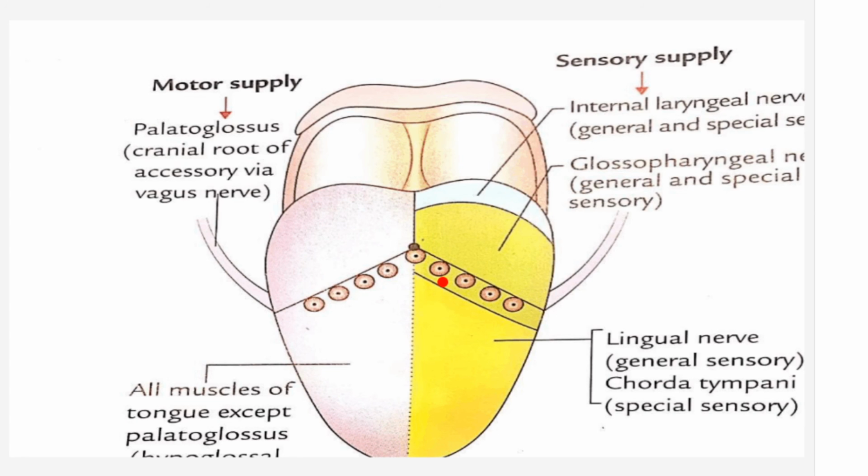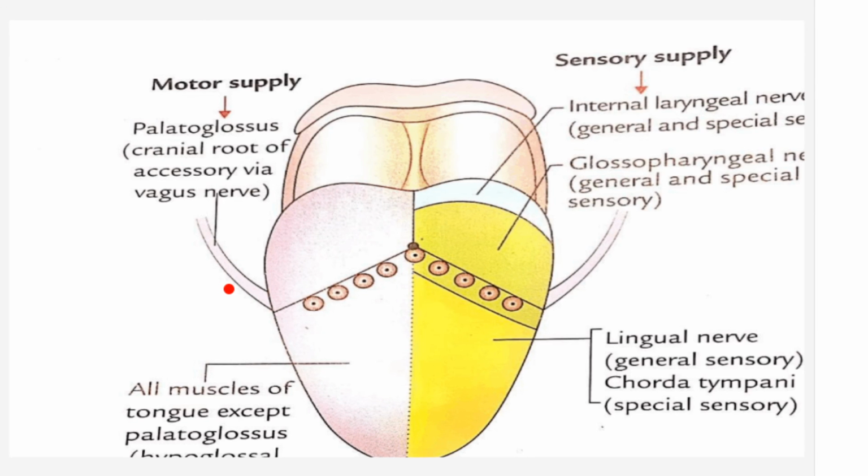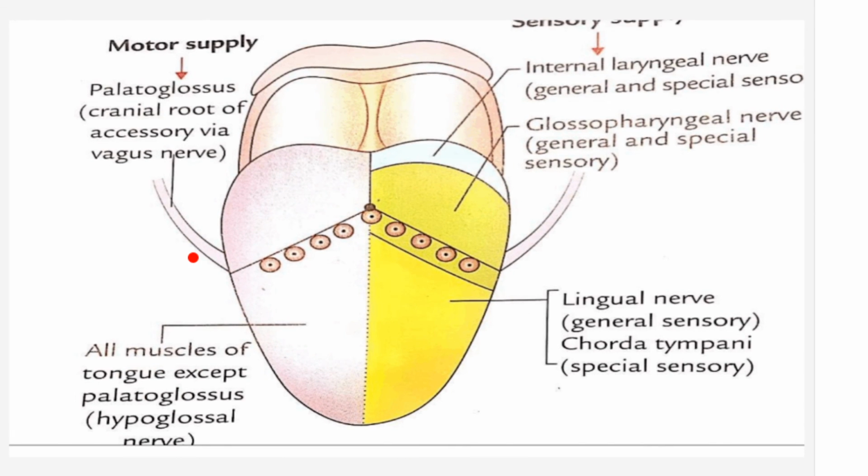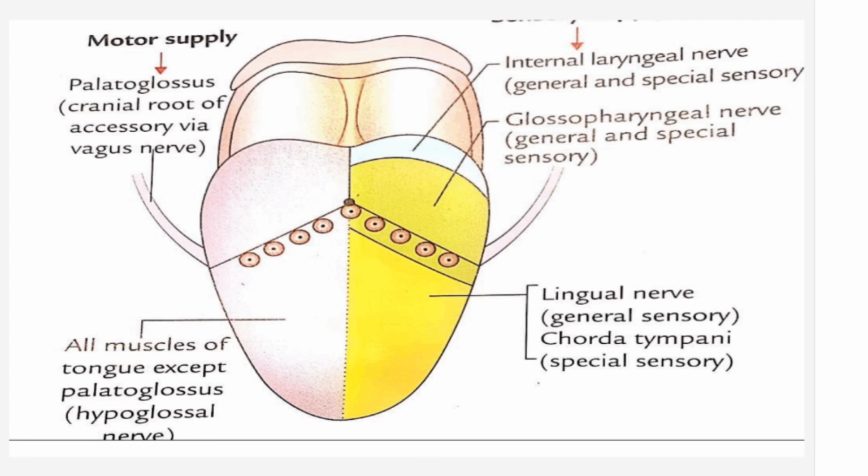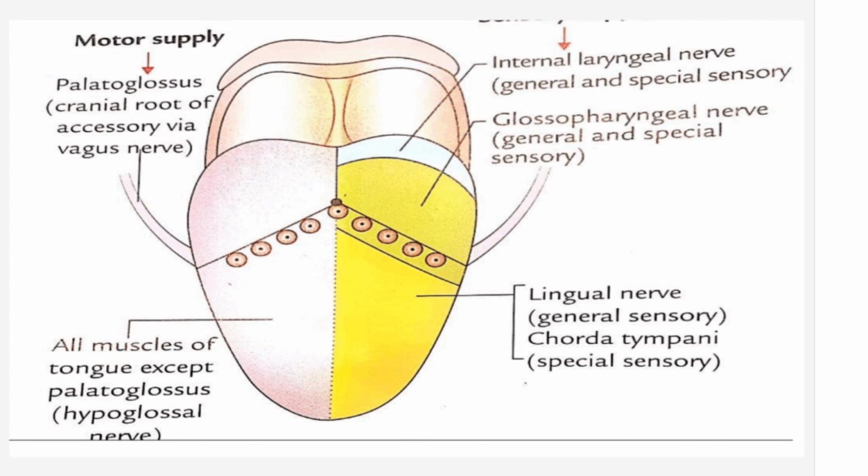This is the palatoglossus, supplied by the cranial root of the accessory via the vagus nerve. The posterior one-third of the tongue is supplied by the glossopharyngeal nerve carrying both general and special sensations of taste, and the posterior-most part is supplied by the internal laryngeal branch of the superior laryngeal nerve carrying special sensations of taste.